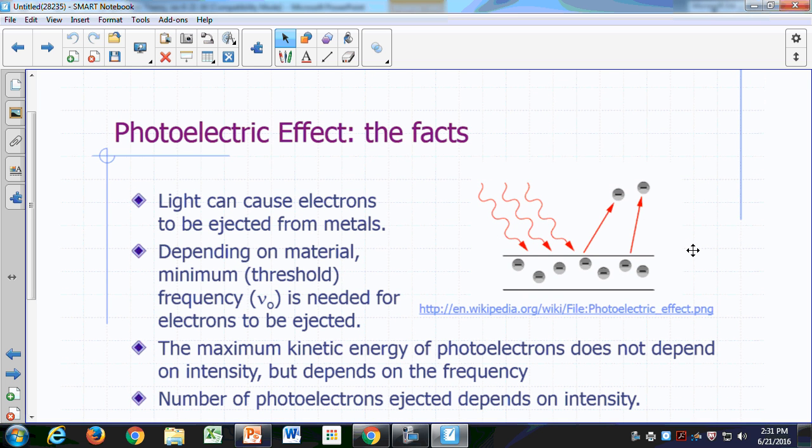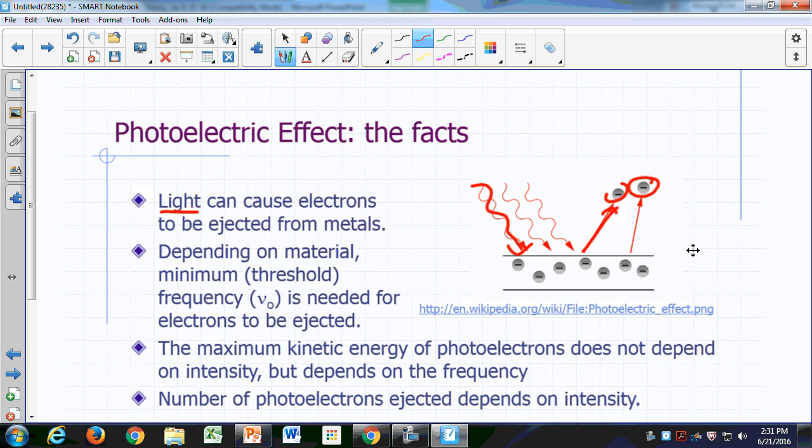As mentioned earlier in this lesson, the photoelectric effect is one of those experiments that you cannot explain by thinking of light as a wave. Okay? So here are some of the facts regarding the photoelectric effect. First of all, if you shine light on a metallic surface, it can cause electrons to get ejected. So here are your electrons, and here's your metal surface right here.